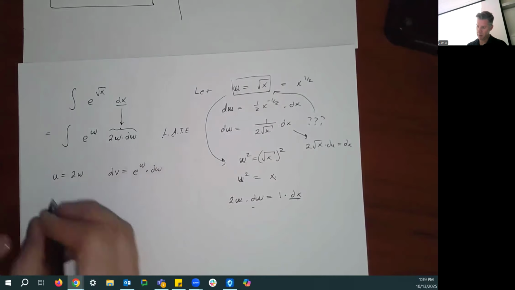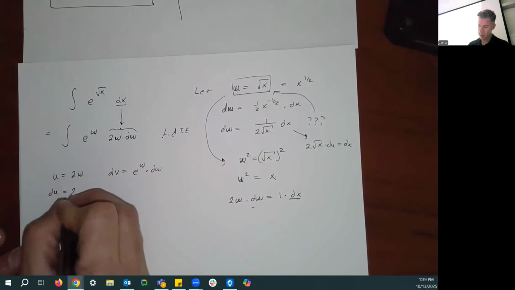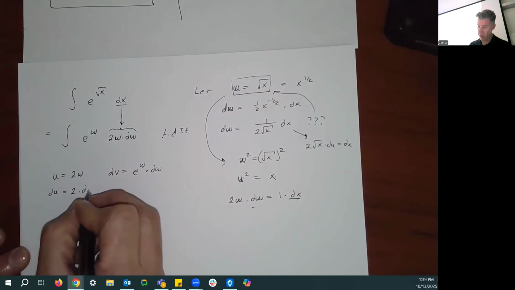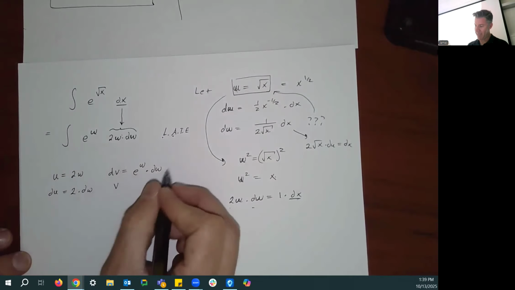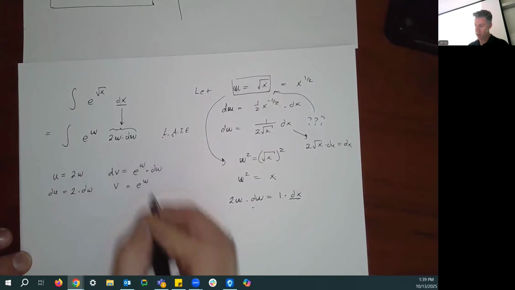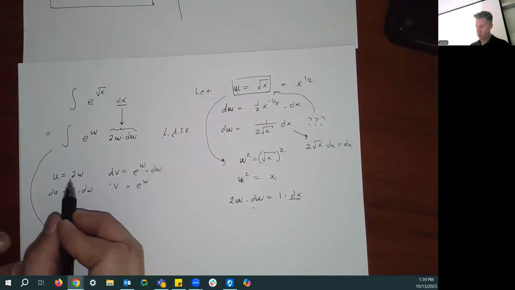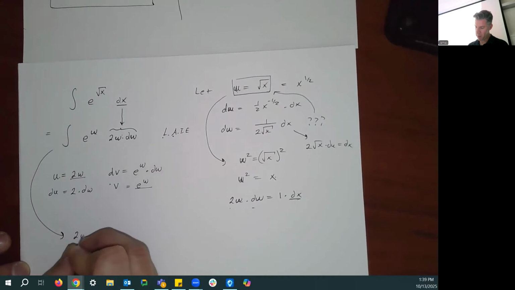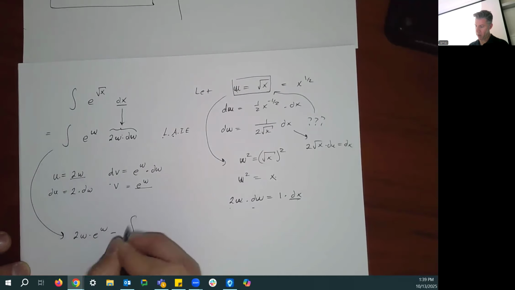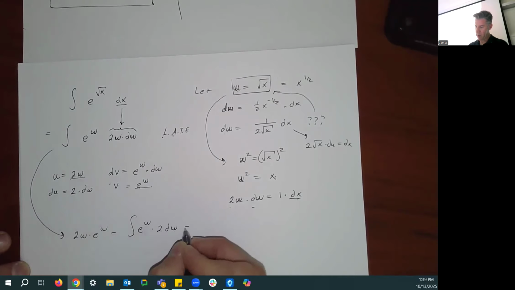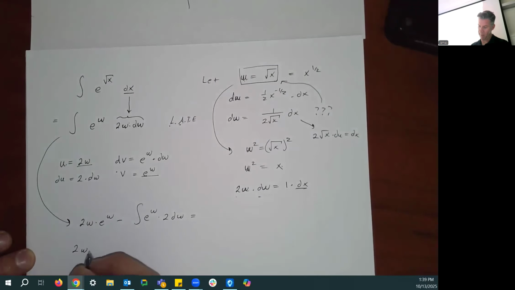Usual process. My du is the derivative of that, multiplied by dw, because we have to use the right letter. My v is the antiderivative of e to the w, which is also e to the w. And then we're going to rewrite our integral as u times v, which is really 2w times e to the w, minus the integral of v du, which is e to the w times 2 dw. We further simplify it. The integral of e to the w times 2 is just e to the w times 2, or 2 e to the w.